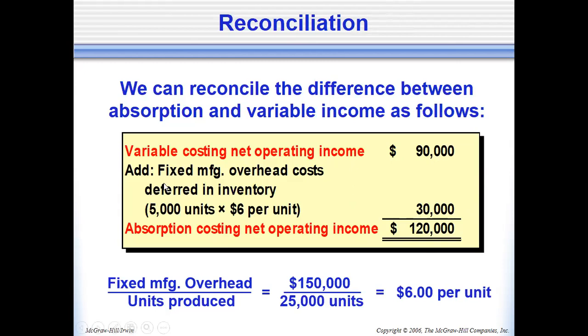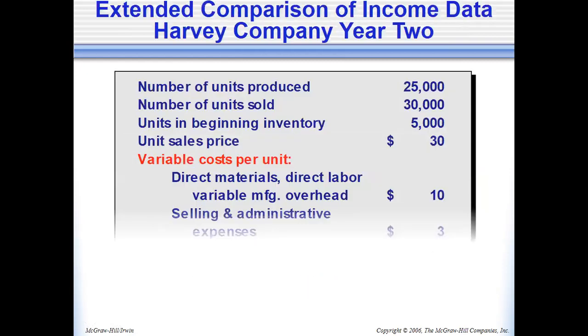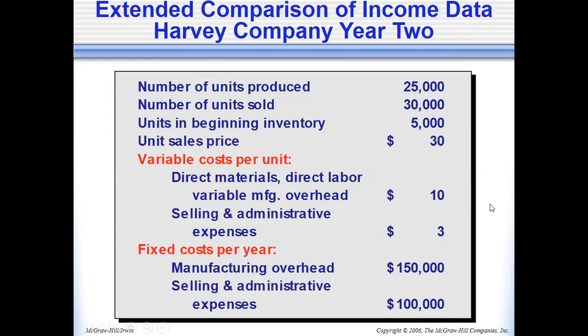We can also say that since variable costing sales versus the absorption costing production is lower, in that sense, this simply means that the absorption costing, of course, must be higher than the variable by the amount of the fixed manufacturing overhead costs deferred in inventory, ending inventory to be more specific. All right, this is also an extended comparison.